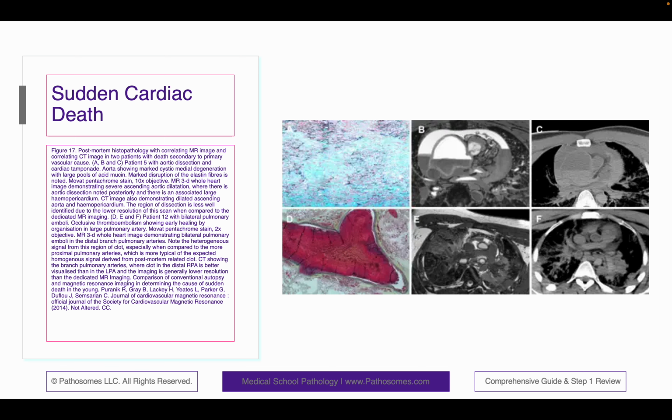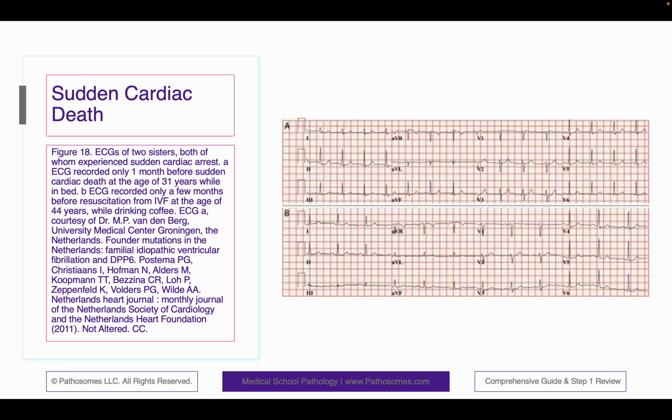Here we can see some post-mortem histopathology that actually correlate with an MR image and CT image in patients with death secondary to primary vascular causes. And here we have the ECGs of two sisters, both of whom experienced sudden cardiac arrest.